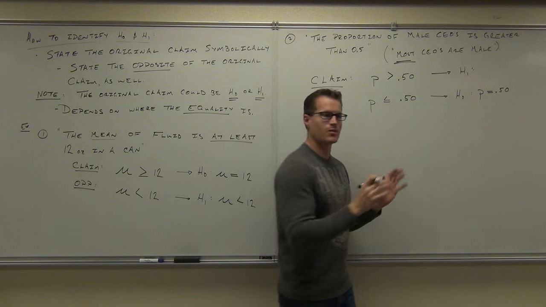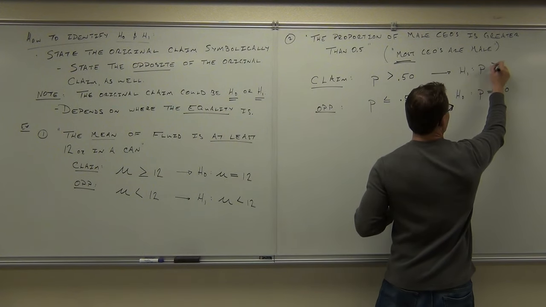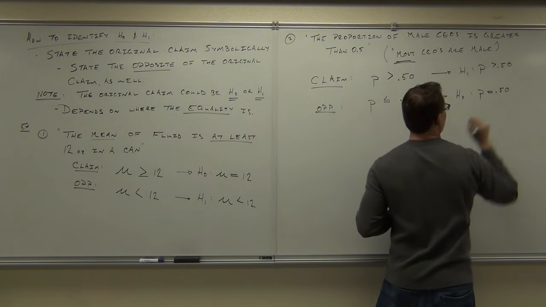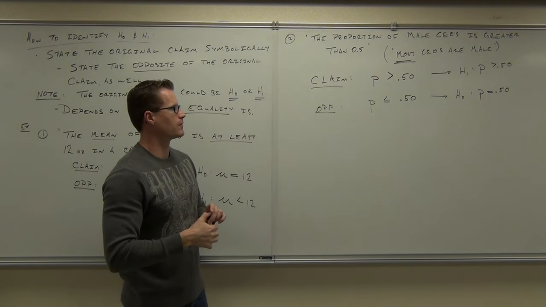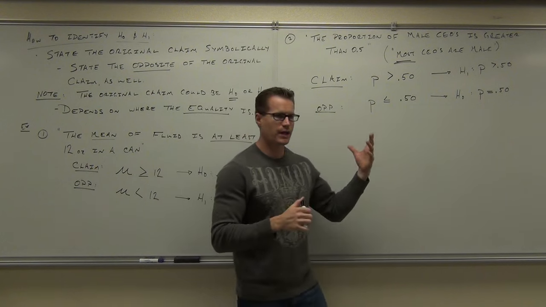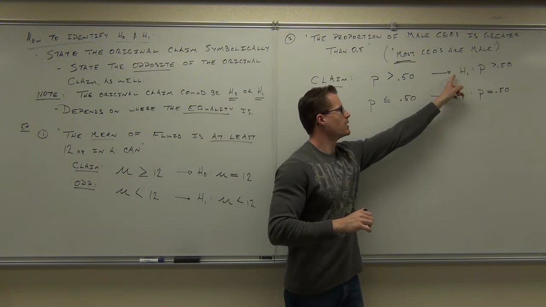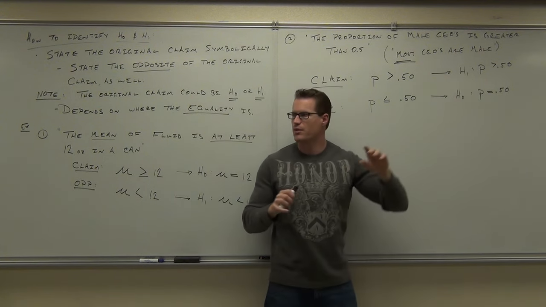H1 stays exactly the same. It doesn't have an equals to it. P greater than 0.50. Notice how your claim is your H1. Here's how this would work.